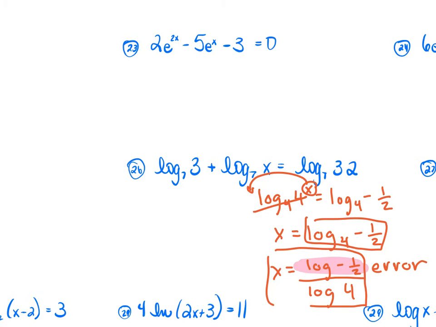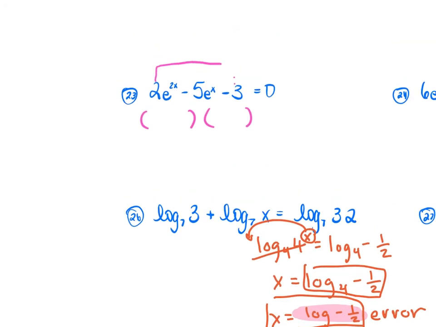So what does this look like to you? Does it look like anything we've done in the past? Yeah, it looks like a quadratic. So we can factor it. How would we factor this? So remember, we multiply the first and the last terms together. So negative 6. Do we have two factors of negative 6 that add to negative 5?